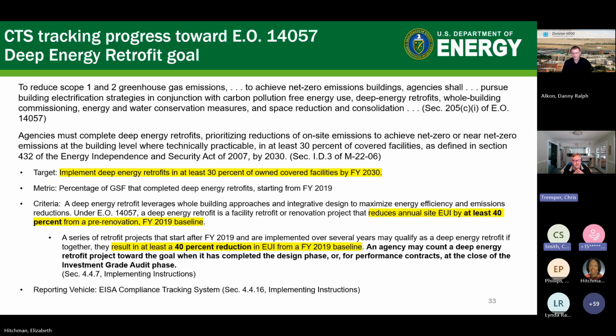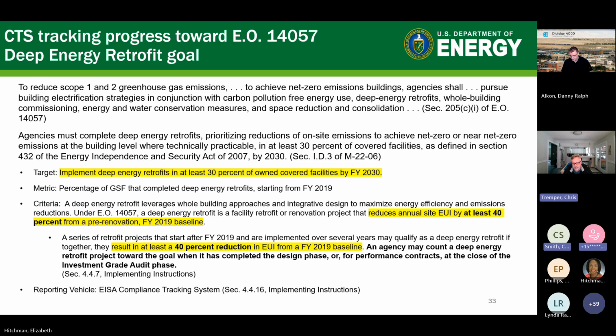I'm going to talk about the deep energy retrofit goal that came out of Executive Order 14057 and how it's being tracked, and the importance of reporting on any implemented projects that you've conducted in your covered facilities since FY 2019. Now, the language here is from the executive order itself, the accompanying OMB memo, and the implementing instructions that clarified a lot of these requirements.